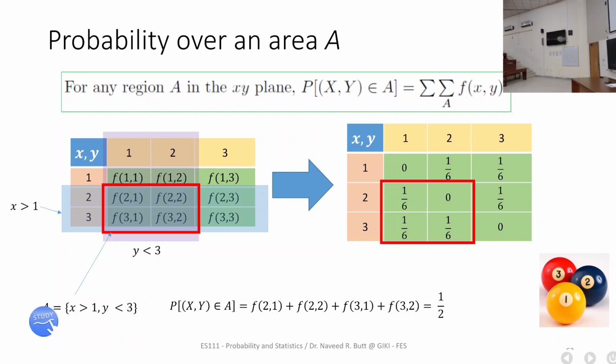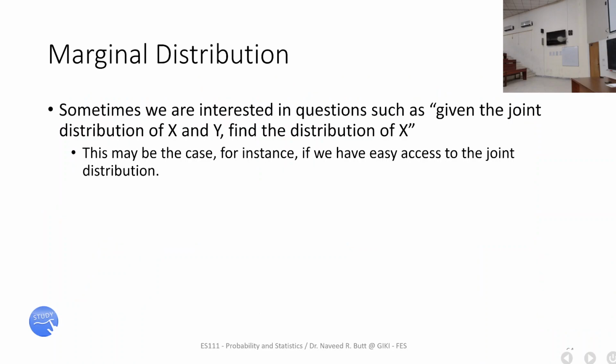It's only saying, okay, find the overlapping part which defines the area A, the region where both conditions are met together, in this red part. In this red part, all the possibilities where x takes a value greater than 1 and y takes a value less than 3. If you sum them, that would represent your probability of that region or that event.